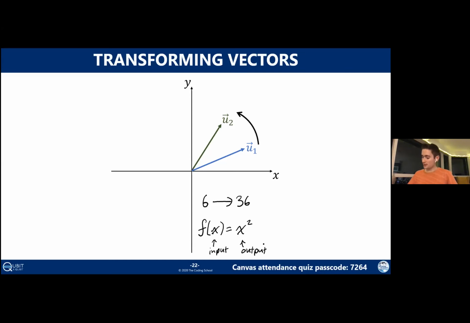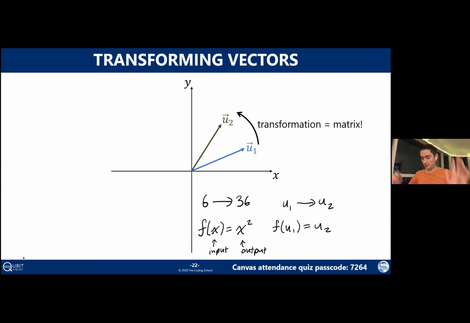Now, the same thing is happening here with our vectors. We have u1, and it transforms somehow to become u2. So you might think it's reasonable to say f of u1 equals u2. Indeed, this is a very similar idea, and you could write it this way. But for vectors in particular, there is a more compact way of describing these types of transformations. And if you had guessed by now, it is the matrix. The matrix is the way we describe certain types of vector transformations.